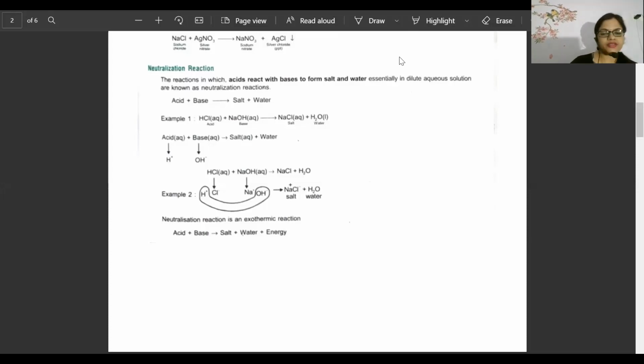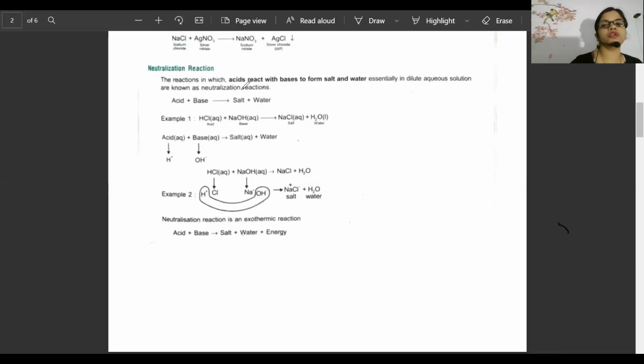So now, what is neutralization reaction? Actually, neutralization reaction is that reaction in which acid and base react together to give product, and that product will be salt and water. So such a type of reaction, when acid and base react to give salt and water, is called a neutralization reaction.